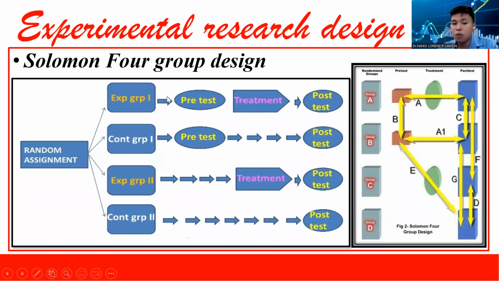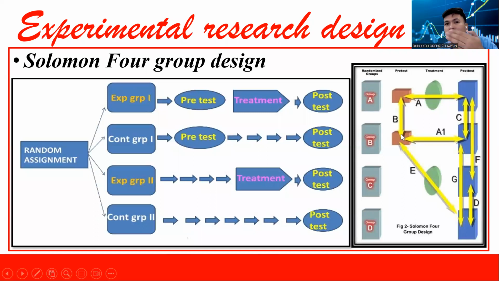So the only difference between experimental group 1 and experimental group 2 is that experimental 1 has a pre-test while the other doesn't have. And then post-tests are given to them. So control group 1 has a pre-test and post-test, control group 2 has no pre-test, just post-test. So it's how you will get the result. You can compare the result of A and B, or experimental and control.